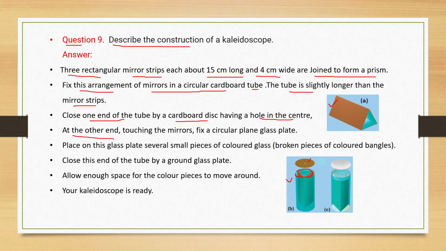Now at the other end, touching the mirrors, fix a circular plain glass plate. ये देखिए दूसरी साइड के अंदर, ये इसके अंदर की तरफ आपने ये सर्कुलर ग्लास प्लेट यहाँ पर रखी है. Now place on this glass plate several small pieces of colored glass, broken pieces of colored bangles. ये छोटे छोटे पीस रखे हुए अंदर की तरफ. Now close this end of the tube by a ground glass plate. ये दूसरी प्लेट से इसको आपको क्लोज कर देना है. Allow enough space for the color pieces to move around. Now your kaleidoscope is ready.